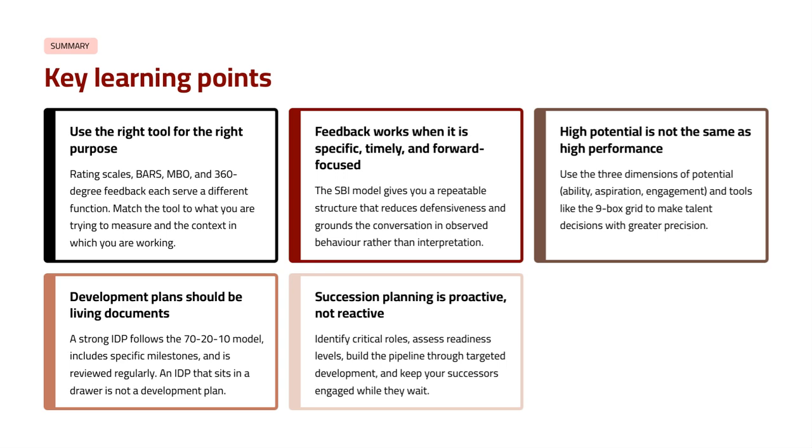Remember, high potential is not the same as high performance. Use the 3 dimensions of potential, ability, aspiration, and engagement, along with tools like the 9-box grid to make talent decisions with greater precision. Development plans should be living documents. A strong individual development plan follows the 70-20-10 model, includes specific milestones, and is reviewed regularly. An IDP that just sits in a drawer isn't truly a plan.